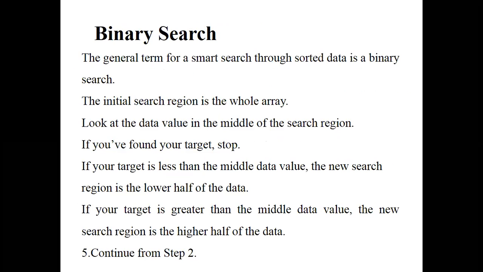Similarly, with binary search, the general term for a smart search through sorted data is binary search. The initial search region is the whole array. Look at the data value in the middle of the search region as we perform it, and we just skip half of the array. If you found the target, then you stop in 2 or 3 operations, otherwise you perform the operations, and you skip the part of the array that is not in use for you, or the half section of that specific array.